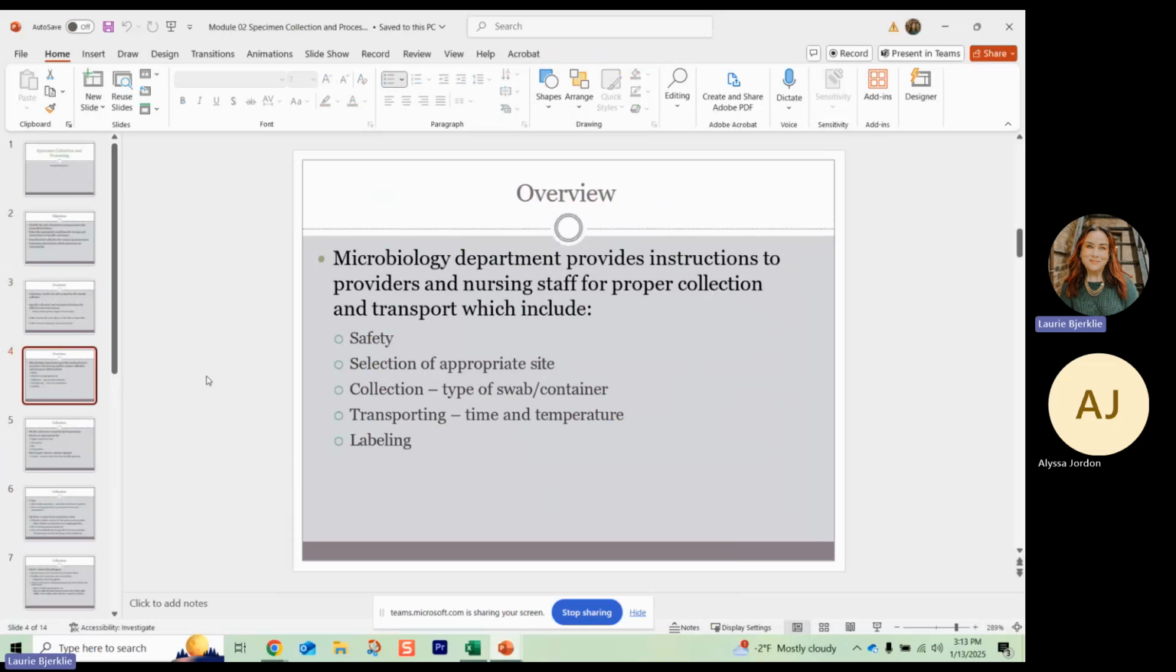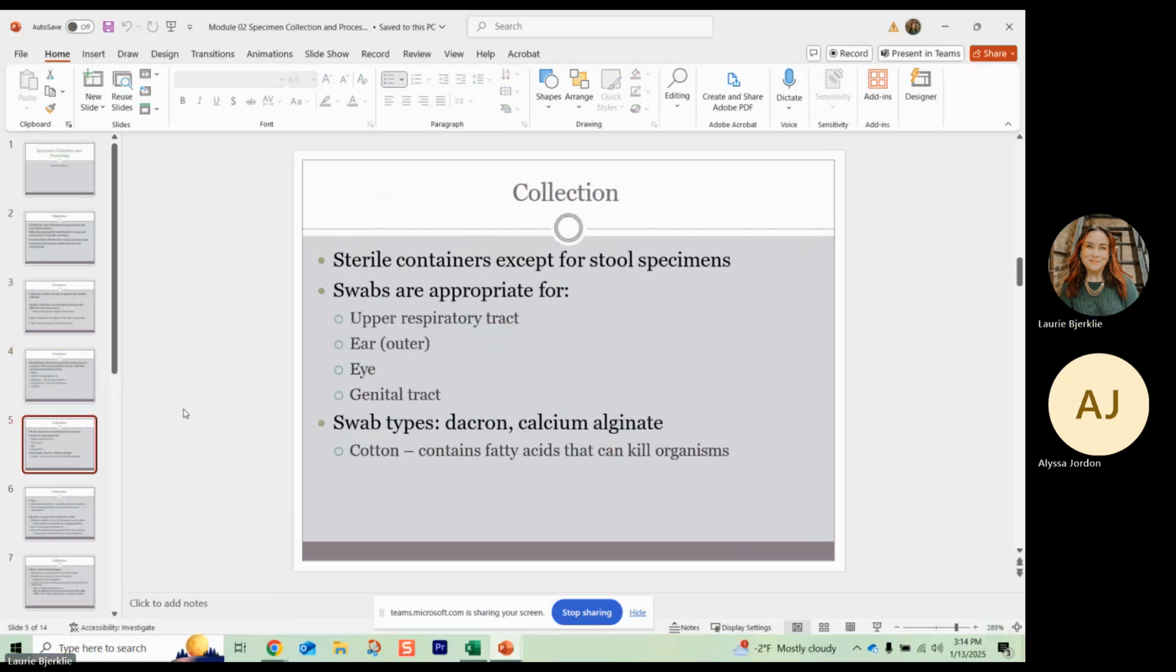So the micro department will provide, again, all the instructions to the provider's nursing staff. We are ultimately responsible for getting good, properly collected samples down. So again, this helps them with the selection of the appropriate site, the type of container or swab we want, how long it takes to get it down there. You can't just let stuff sit around on countertops forever. Some things maybe need to get refrigerated, like a urine. You can't let that sit out. It has to be refrigerated if we're not going to set it up right away. And then labeling, of course.